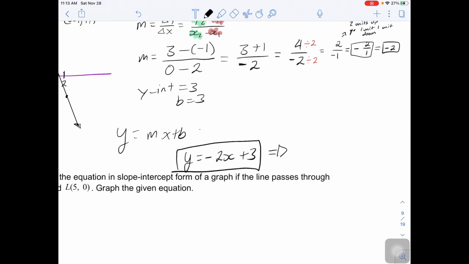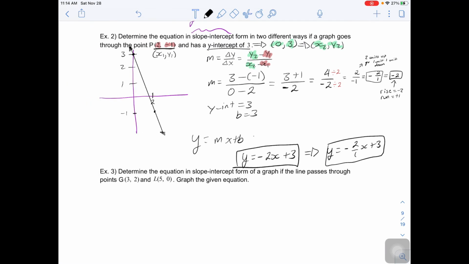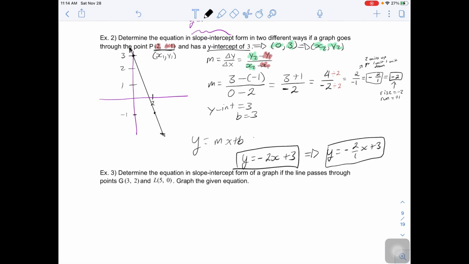If it makes more sense to you to place it as negative 2 over 1x, plus 3, you're also welcome to represent it like that, okay? But remember, that 1 didn't disappear. Negative 2, a slope of negative 2, means that your rise equals negative 2 and your run equals positive 1. You just don't have to write the positive 1. Okay?